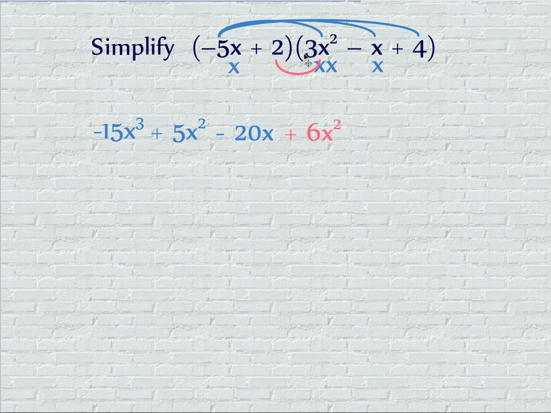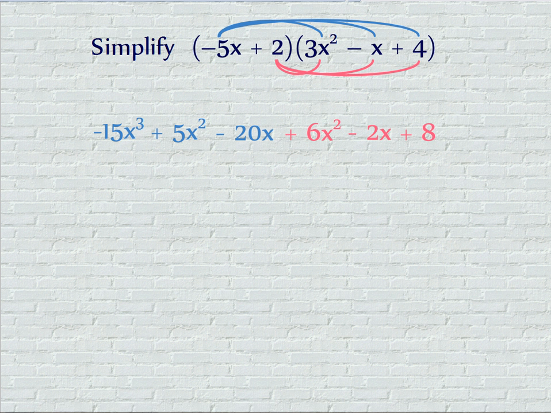So I'm going to say positive times a positive is a positive. 2 times 3 is 6. And I have those two x's, so I'm going to bring them down. Positive 6x squared. Next, I need to distribute to the negative x. So positive times a negative is a negative. 2 times the 1 in front of the x is 2. And I only have one x.